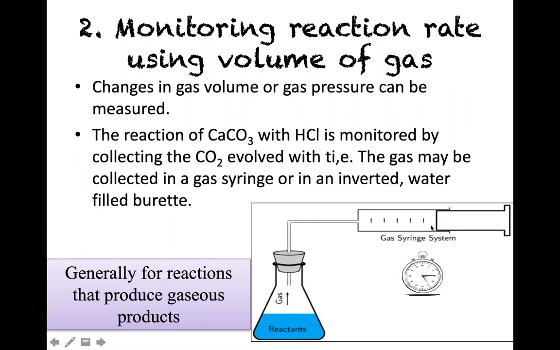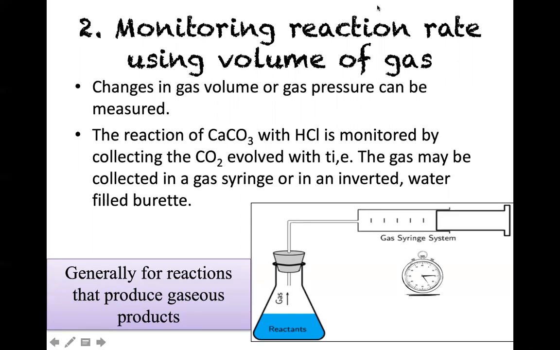The first possible setup is by connecting your reaction flask to a syringe. Over time, the gas here will increase, so that will move your syringe to the right if you're looking at this diagram. The other possible setup is the collection of gas in water displacement. I don't have the diagram here. This is the one that you have done in practical. Same thing, you fill in your measuring cylinder with water and then you invert it. You start your reaction. Over time, you will see the water level rising. This tells you how much volume you are collecting.